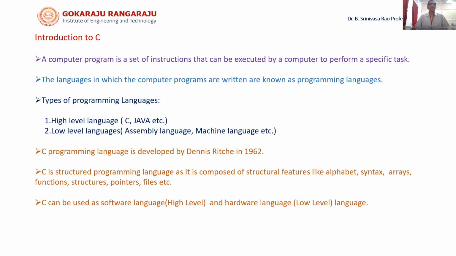C programming language was developed by Dennis Ritchie in 1972. C is a structured programming language as it is composed of structural features like alphabet, syntax, arrays, functions, structures, pointers, files, etc. C can be used as both high-level language and low-level language.